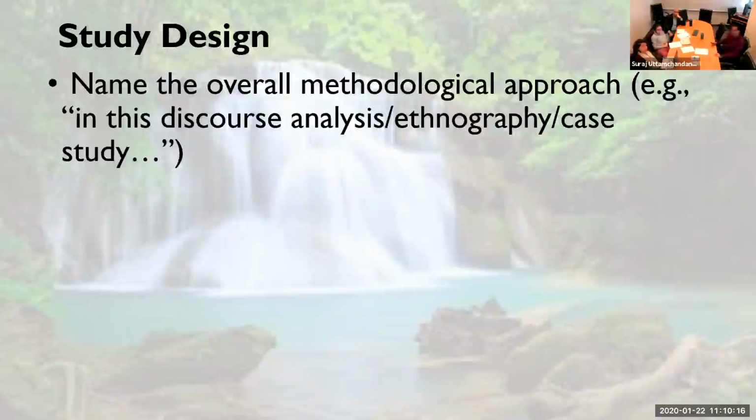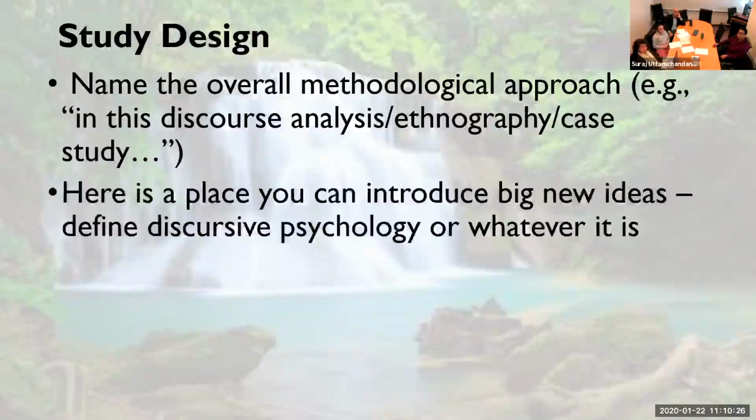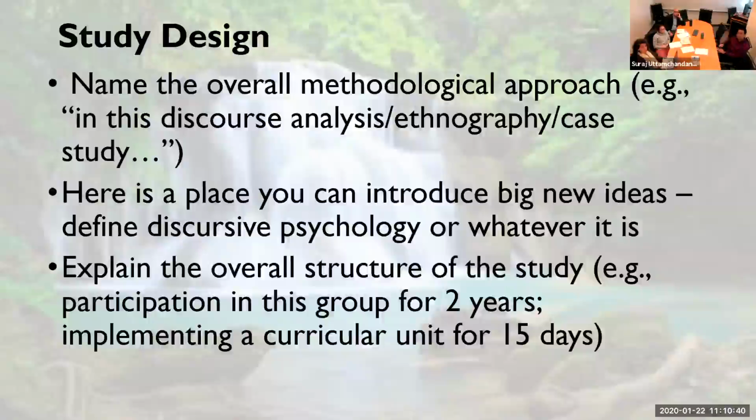First, study design. So in your study design section, which kind of comes first in your methodology section, you'll name your overall methodological approach, like a discourse analysis or an ethnography or a case study or whatever you're calling it. And if you're going to introduce a big idea, like let's say I'm going to introduce discursive psychology and I require a lengthy treatment of what that is and what its history is, then that should be here early on because everything else can then reference it. And you should explain the overall structure of the study as part of this.